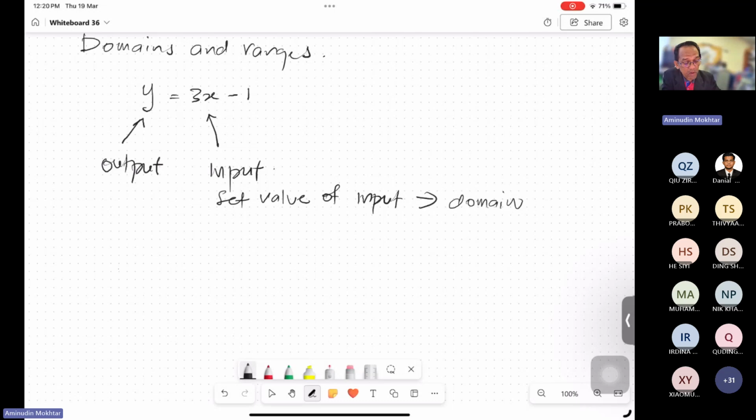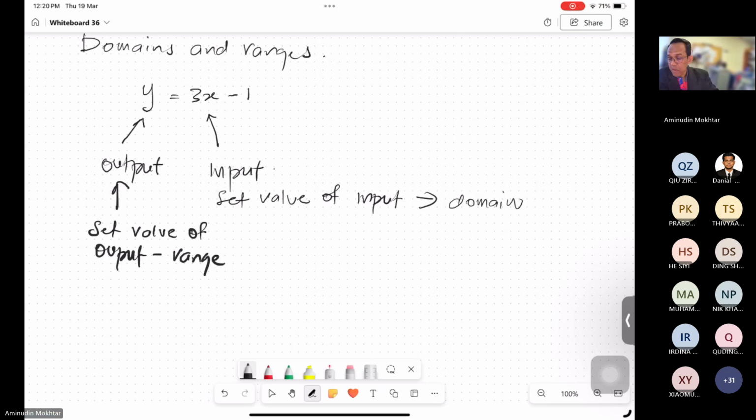Whereas the set of values of output is called a range. So now there are two terms here, domain and range. Domain is related to x, the input. Range is related to the output, or y, the value of y.